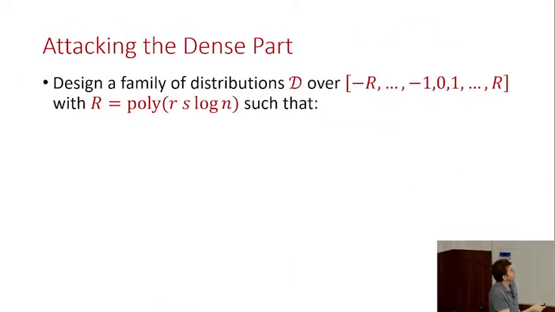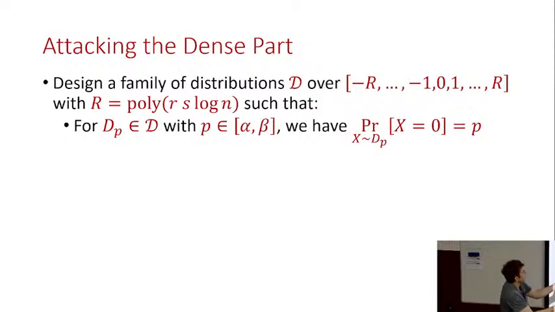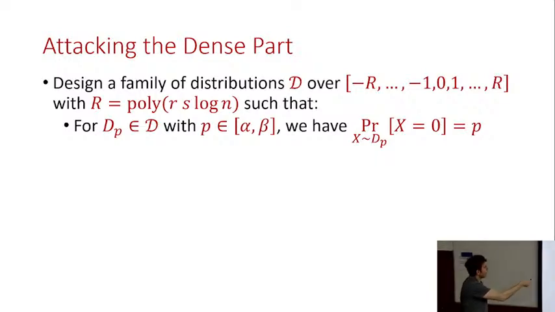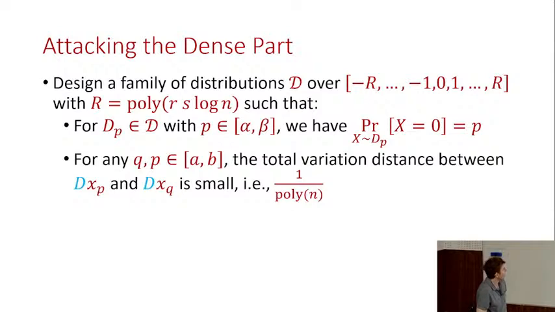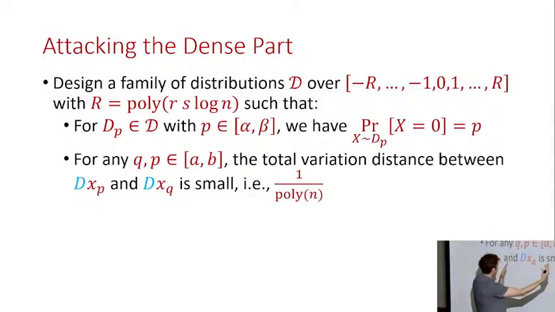We design a family of distributions D over some domain where these are small valued integers, such that the probability that if I draw a sample x from this distribution it is 0 is p. Okay, so I'm going to have a family of distributions parameterized by p, D_p. P is going to range from alpha to beta in this gap norm problem. But the interesting thing that's going to happen is that for any different q and p, these are different probabilities of being 0, which is important because if I have n copies of this, the number of distinct elements is going to be pn or qn with high probability.